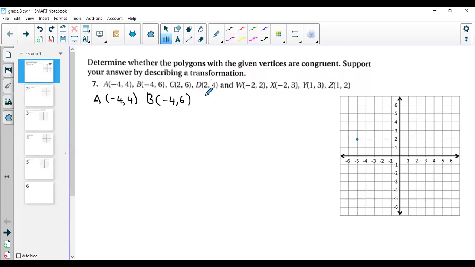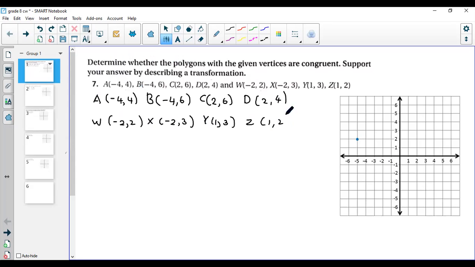So B, then C is 2 and 6, and D is 2 and 4. All right. So the corresponding points, let me write them down below. So this is for the pre-image. Okay, now for the image, we have W, which is negative 2 and 2, and X is going to be negative 2 and 3. Y is going to be 1 and 3, and Z is going to be 1 and 2.